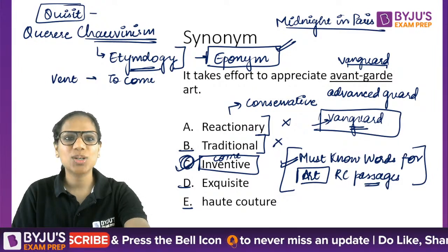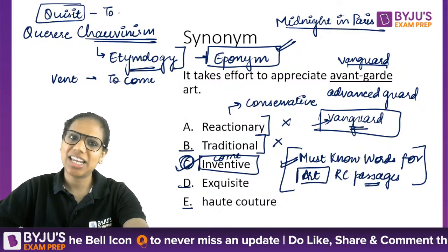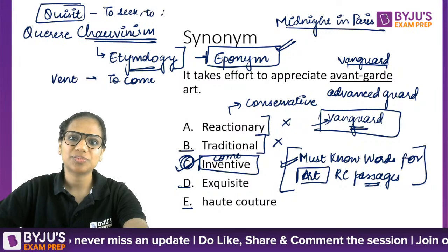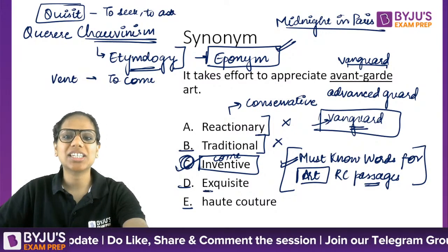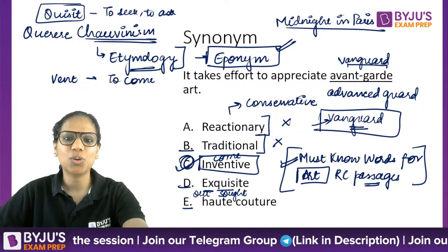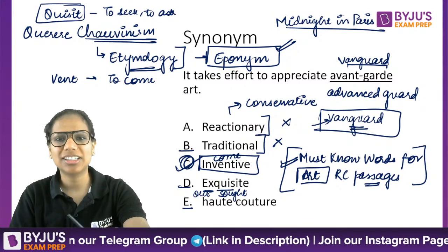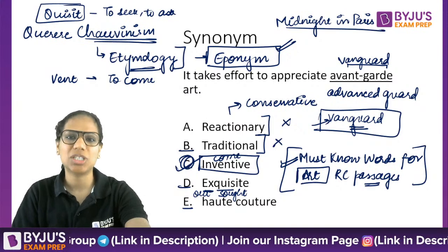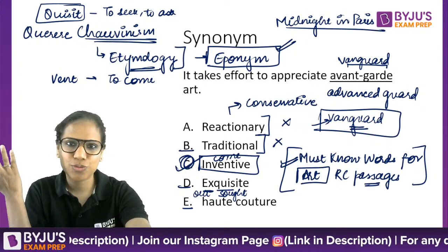Okay, so quisite is to seek, to find, correct, to seek, to ask, and exquisite, something that is very sought out, something that people really seek out, something that's very beautiful in a delicate way, that is exquisite. So it does not fit here, of course.